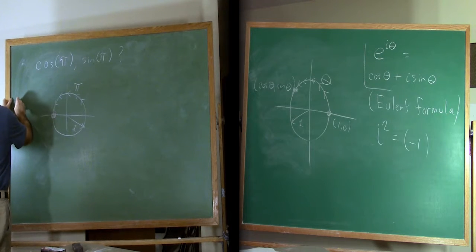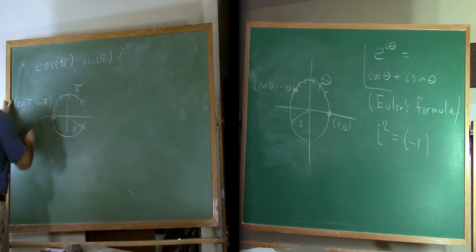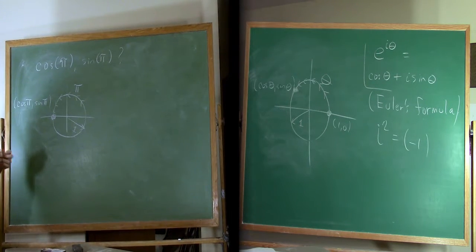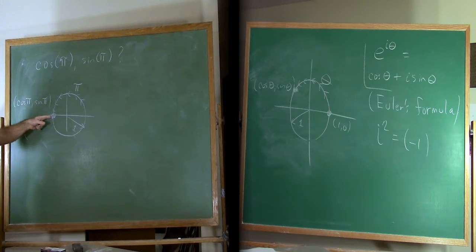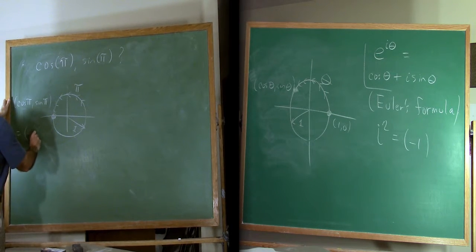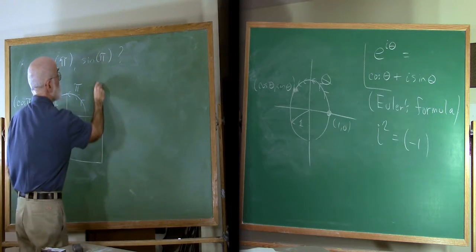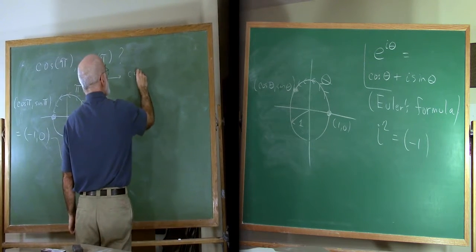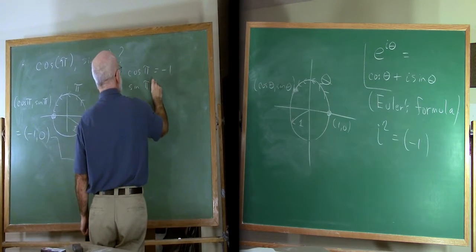That point right there will be cosine pi, comma, sine pi. We just have to recognize that point on the unit circle. That has an x-coordinate of -1 and a y-coordinate of 0. Once again, we've gotten both the cosine and the sine at the same time. Cosine turned out to be -1, sine 0.